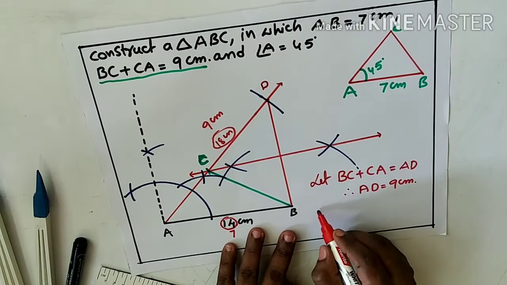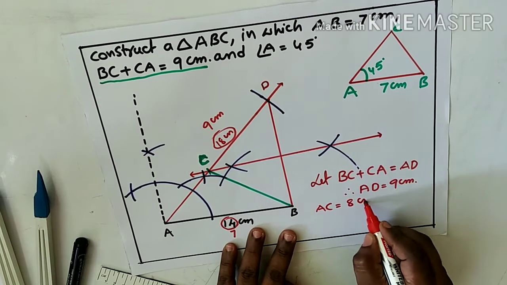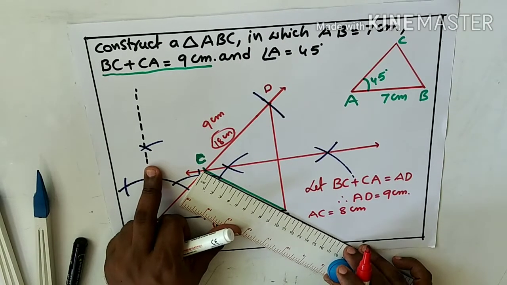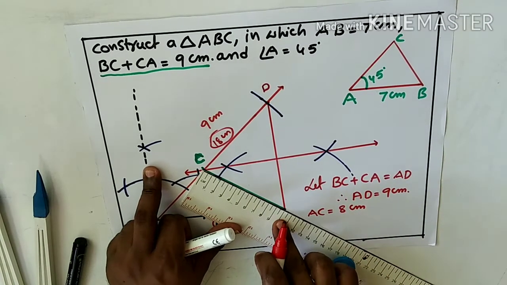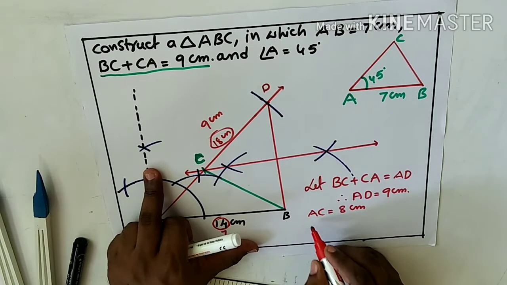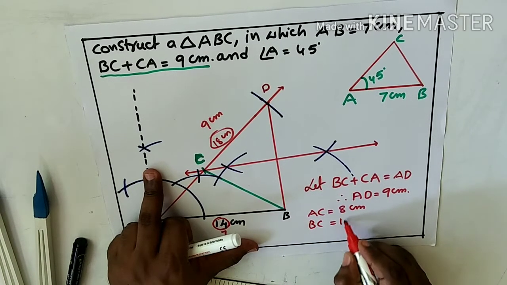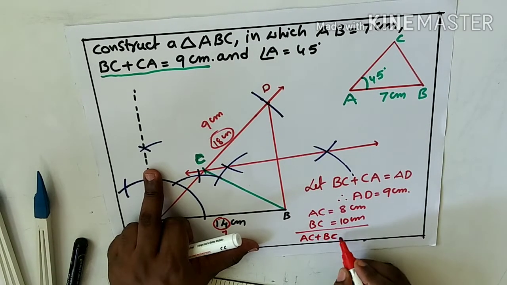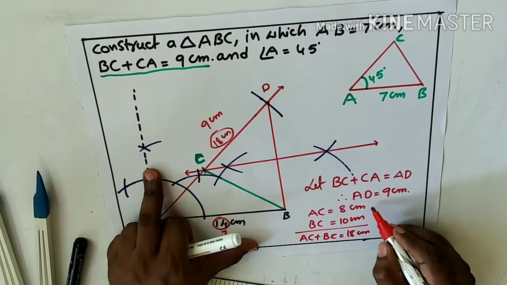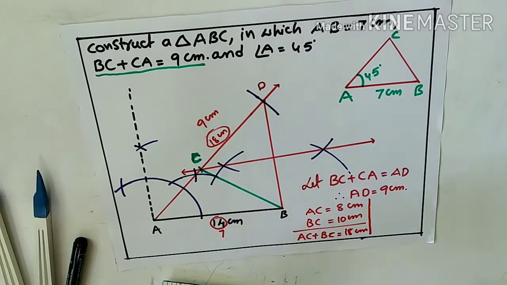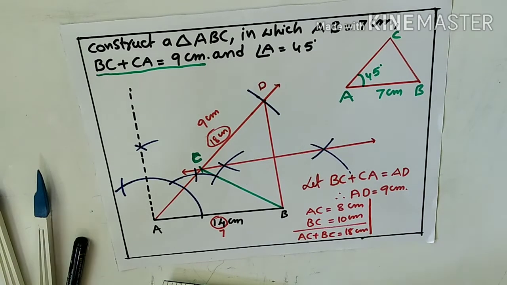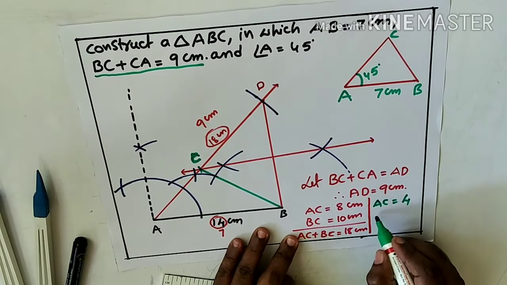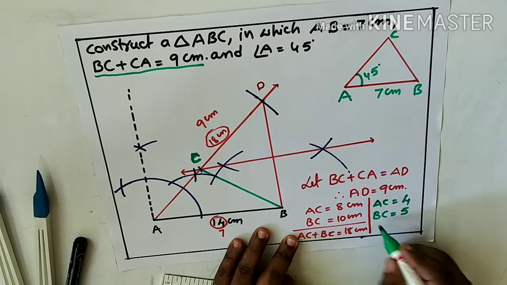So AC I got 8 centimeters, and BC, see, exactly I got 10 centimeters. So BC is equal to 10 centimeters. If we add AC plus BC, it is equal to 18 centimeters. In this way, I took double, that's why I got this. How much will you get then? AC is equal to 4 you will get, BC is equal to 5 you will get.